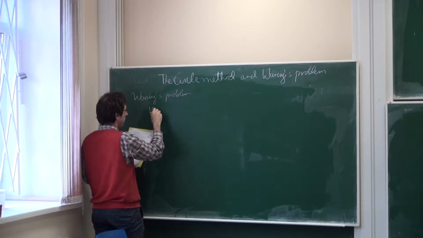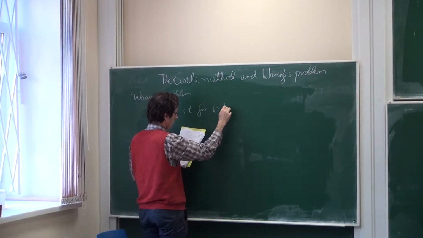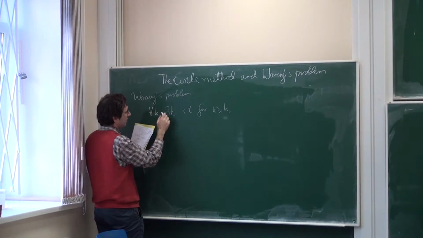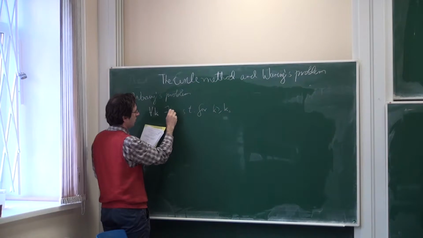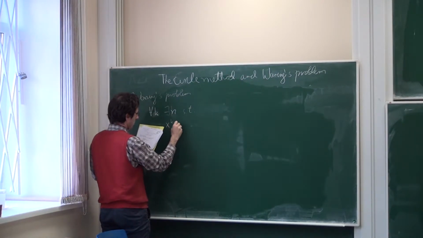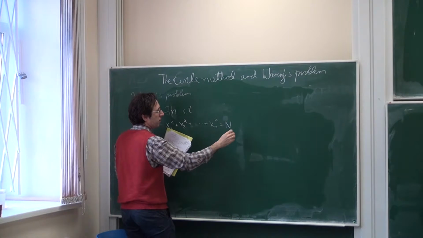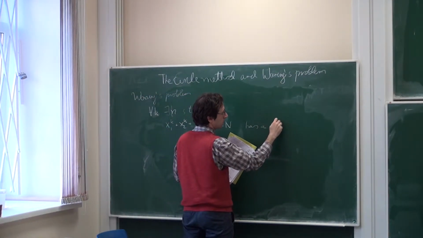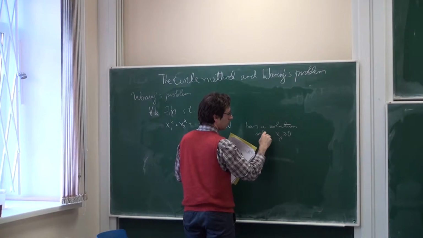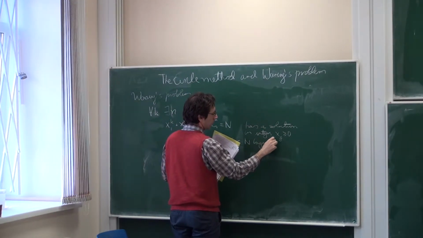Show that for every k there exists an n such that this equation has a solution in non-negative integers for n large enough, meaning larger than a constant.